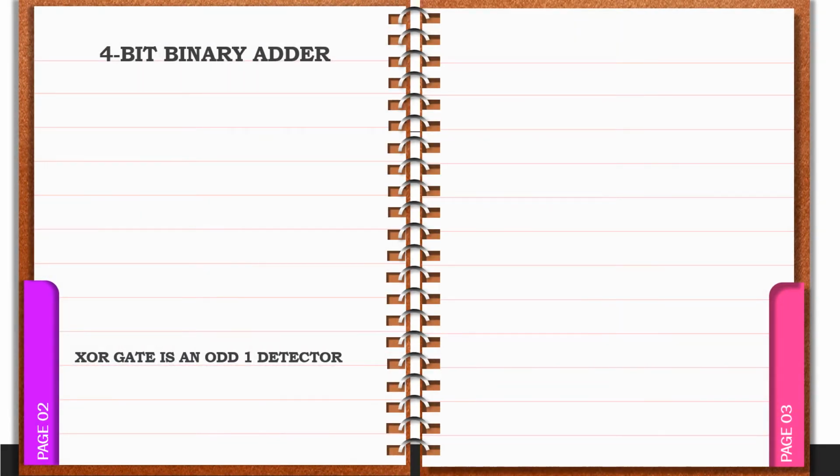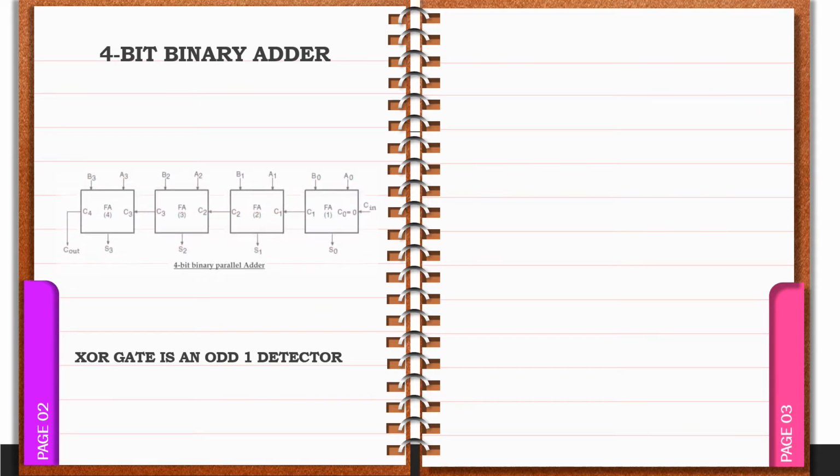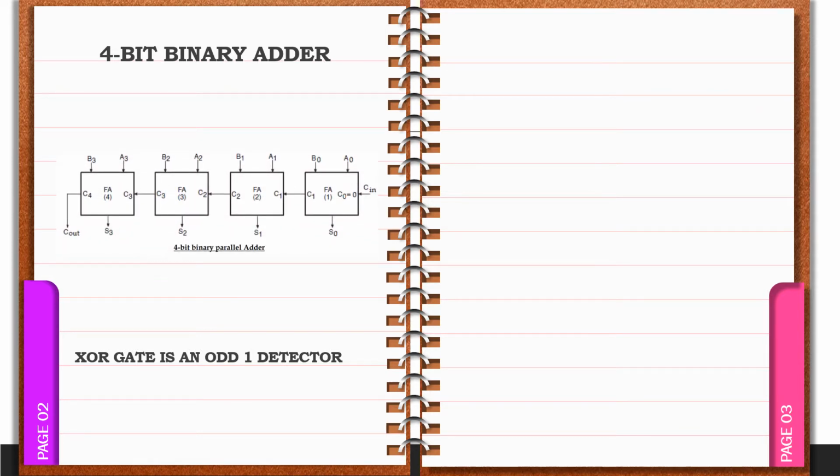Now we are going to discuss the 4-bit binary adder. The block diagram is given here. What it states is that we are using 4 full adders which are connected in cascade, that is, in the form of a back-to-back connection. It is framed like this.